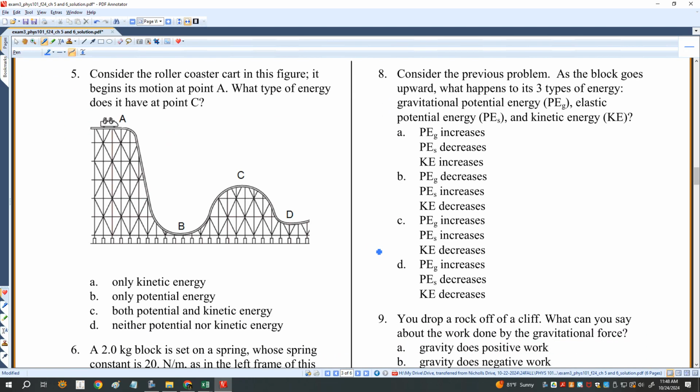What type of energy does this object have at point C? Well, at point C, it has both a height and a velocity. So it has both.